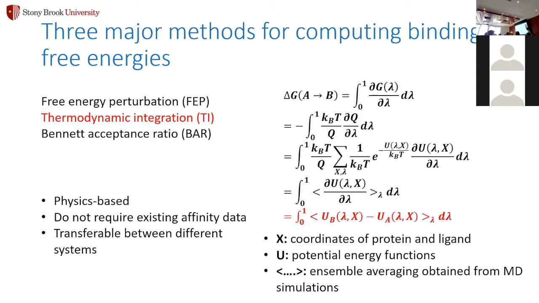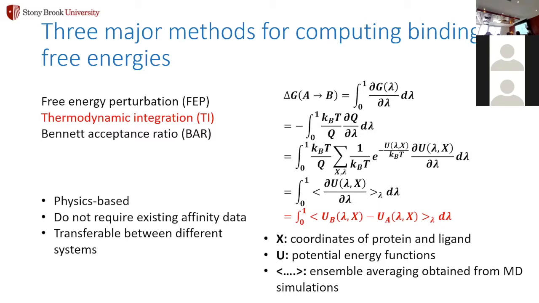Just some introduction of the free energy calculation. So we know that there are three major methods for computing the delta G from state A to state B, right? FEP, TI, and BAR. So we use thermodynamic integration, and this is the derivation for the thermodynamic integration. So you can see it's based on statistical mechanics, everything is physics based. And in the end, what we are calculating is just this equation here.